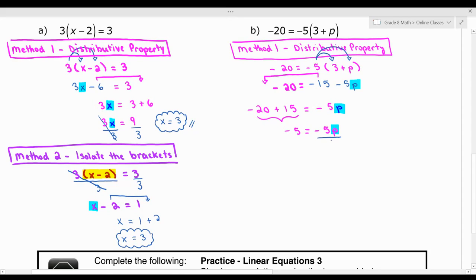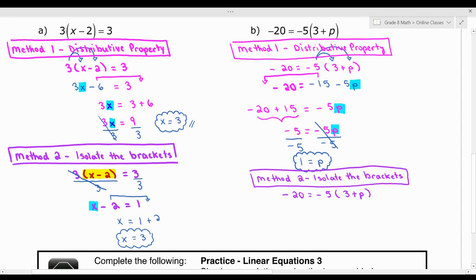Then to solve for p, I'm going to divide this side by negative 5. Those will cancel out. Balance your equation, divide this side by negative 5, and this one will end up giving me an answer that 1 is equal to p. All right, let's look at method 2.